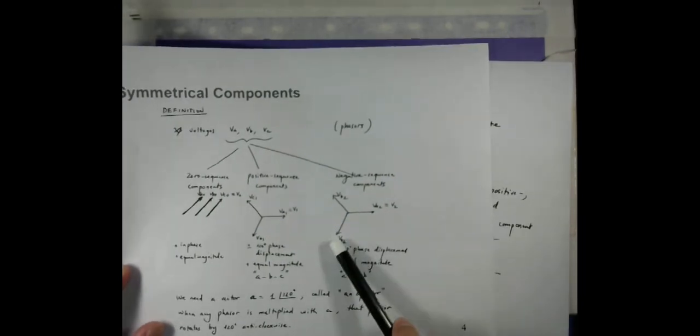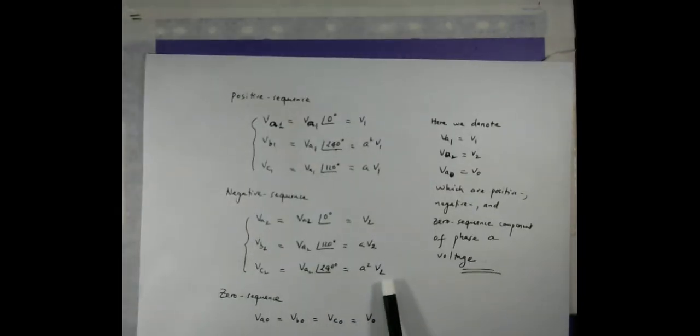Then VB2 will have exactly the same magnitude but phase shifted by 120 degrees, which means we need to multiply A with V2. As one can see here, this is 120, so A V2 gives VB2. And if you multiply A square with V2, it will be shifted here. So this is VC2, which is A square V2. I hope this is quite clear to you. A is an operator which has a magnitude of 1 and an angle of 120, and whenever a vector is multiplied with A, it is shifted by 120 degrees.